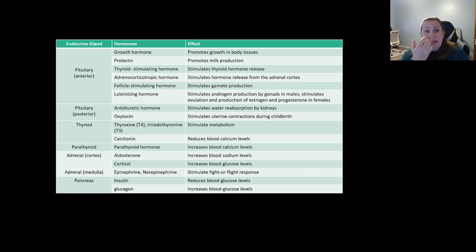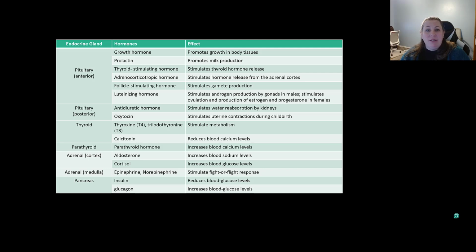So here is a chart that just shows you where hormones come from and their effects. You have the endocrine gland, which is the pituitary gland, and then we have the anterior and posterior part. The anterior produces a lot of hormones like growth hormone, prolactin, thyroid stimulating hormone, adrenocorticotropic hormone, follicle stimulating hormone, and luteinizing hormone. And you can see what each of these hormones do in the body.